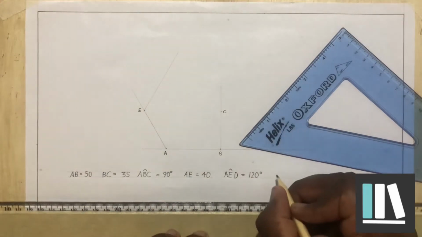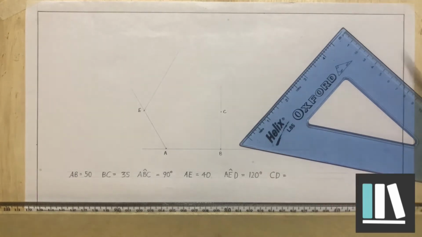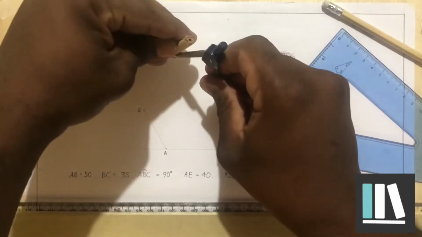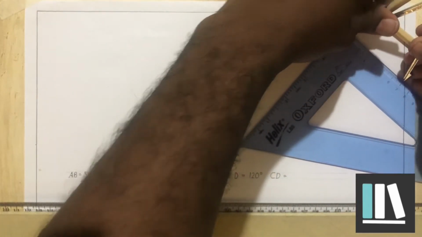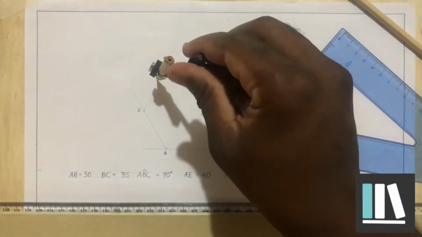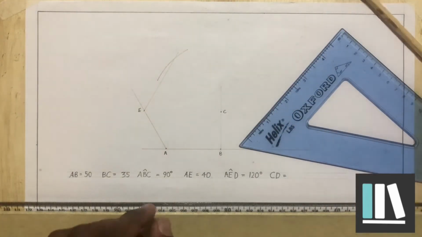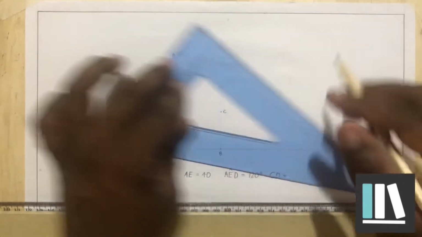And the line CD, once we have line CD, we don't need anything else. Line CD, you open your compass to 75 millimeters and swing. And wherever it cuts that line, that's point D. So line CD.